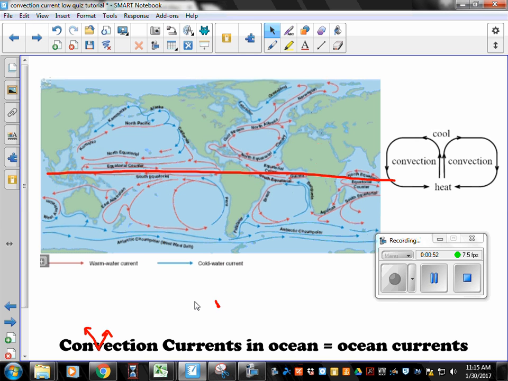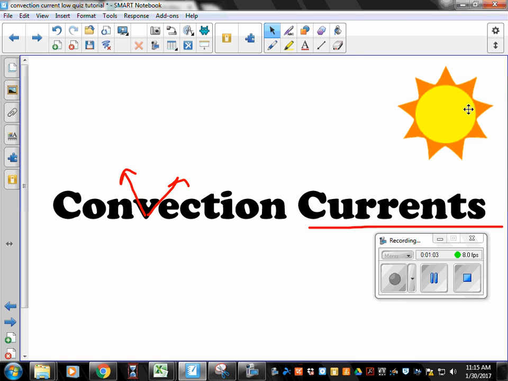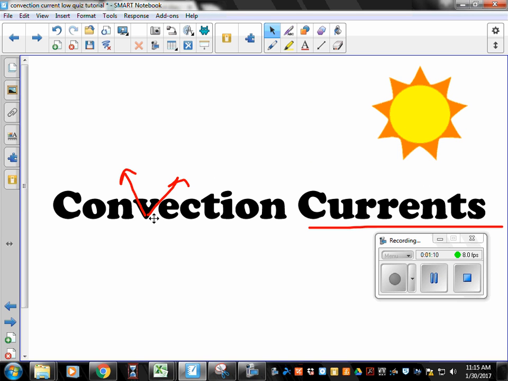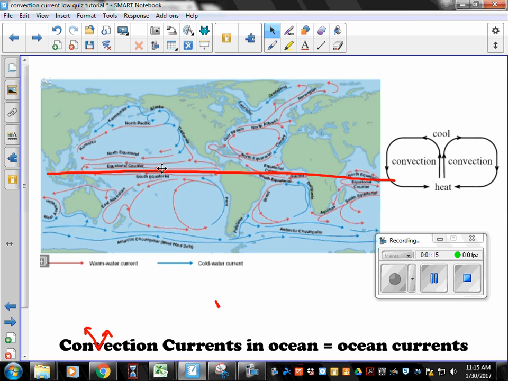Now, in the deep ocean, convection currents in the ocean, we have the warm water in red. Warm water comes from the equator. And let me go back for a minute. Convection currents are driven by the sun because the sun is what causes that heating on the earth to make those hot fluids rise. So the sun is shining directly on the equator, so that's how warm water comes from the equator. It's going south here and it's traveling north right there.